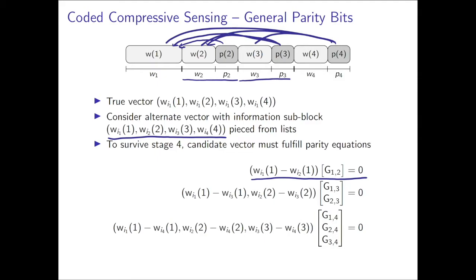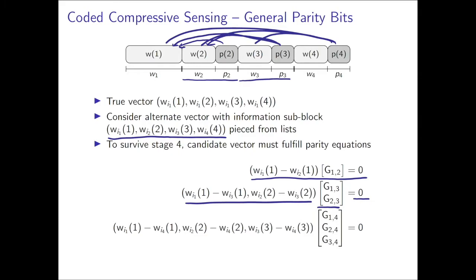parities that were generated by the true vector I3 should be equal to the parities generated by the information bits coming from Wi11 and Wi22. Like we did before, we can create an aggregate vector and make sure that its product times the generating blocks is equal to 0. In this case, this will be Wi11 minus Wi31 times G13 plus Wi22 minus Wi32 times block G23 should be equal to 0.